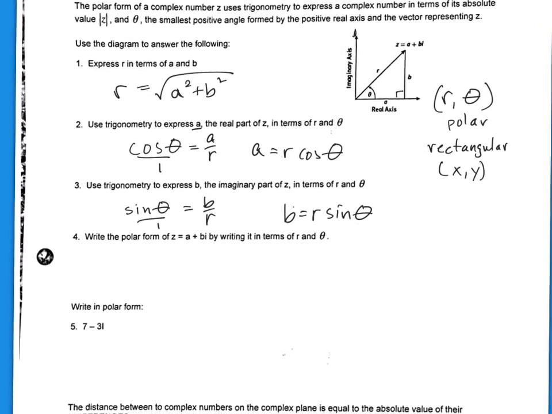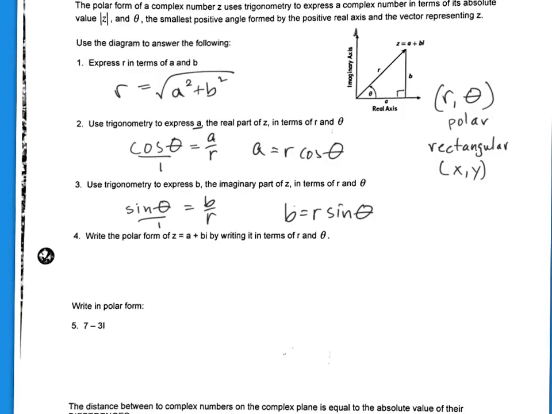When we think about z equals a plus bi, now if you just plug in what you know, right? A isn't a anymore. A is now r cosine theta. So z equals r cosine theta, plus b, which is now r sine theta. And then we have that i at the end. i usually comes at the end of the problem.